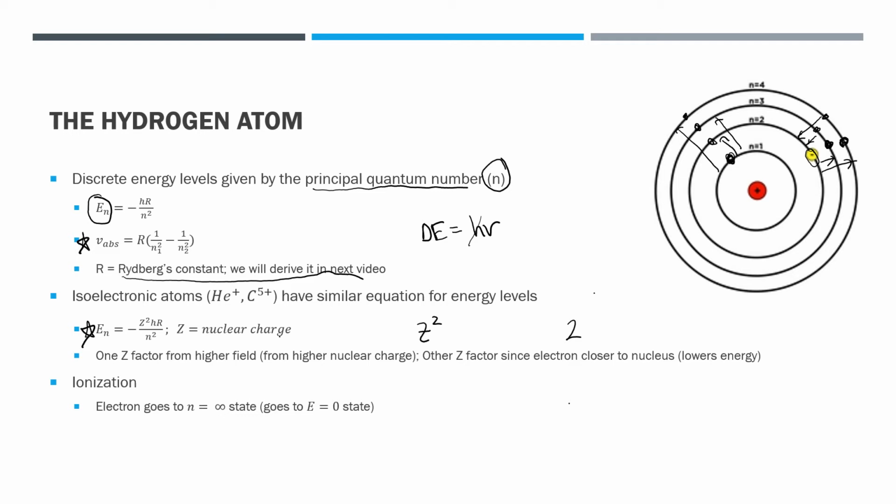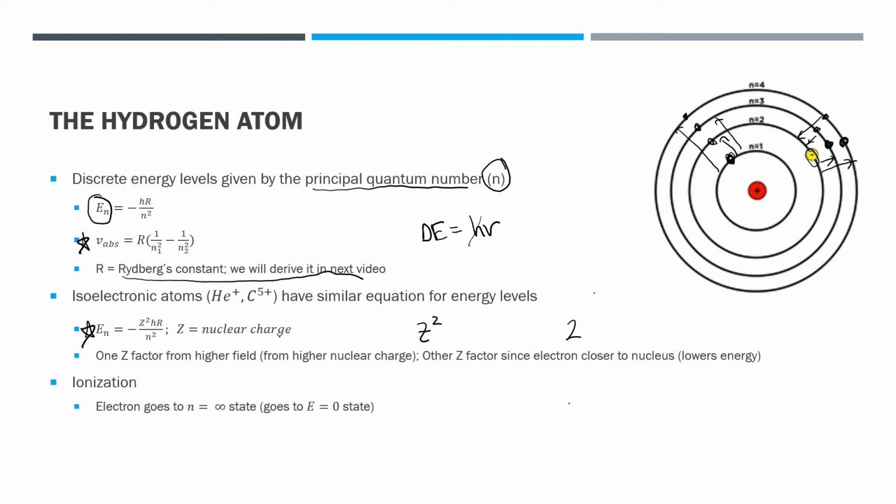So if we look at our equation, our energy level is multiplied by Z squared. So we actually have a factor of 4 that it's being multiplied by. The energy levels of the helium ion will be 4 times more negative than the energy levels in the hydrogen atom. This is why it's so much more stable.